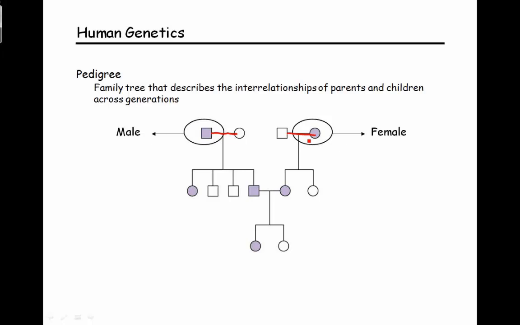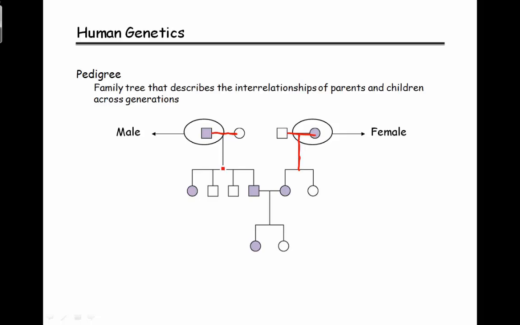So if we look at the line that drops down directly below them from this couple, we can see that they actually had two children. Those two children are both daughters. This couple over here had 4 children. They had 3 sons and a daughter.